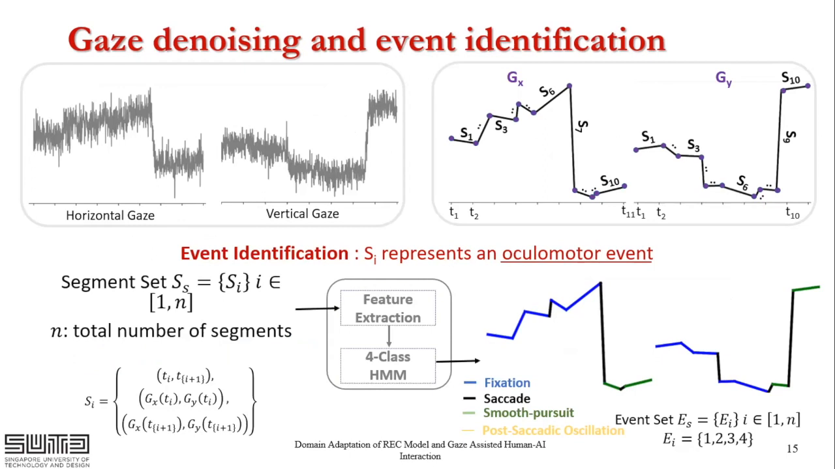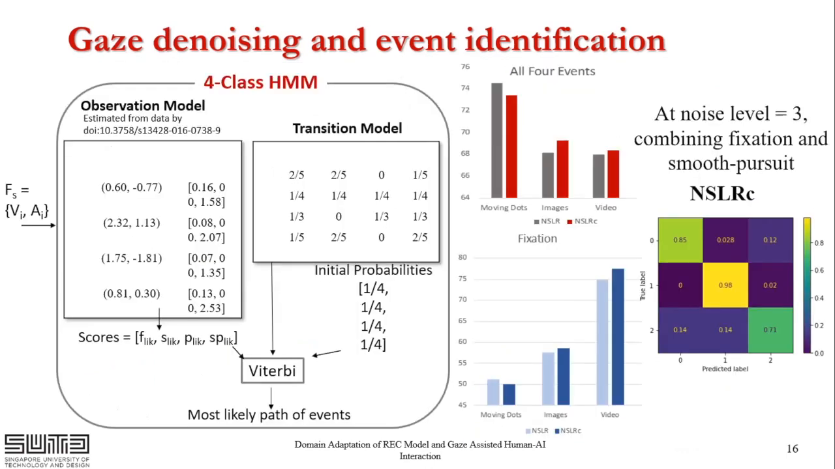So after cleaning up, she passed it through the 4-class HMM to identify what the status is. Sorry, what the events are of the particular portion of the gaze, which include things like fixation, saccade, smooth pursuit, as well as the post-saccade oscillation. Okay, so that is basically some methods in terms of denoising. And this is the performance in terms of the denoising and in terms of the classification of the events. So that's the first thing that we did.